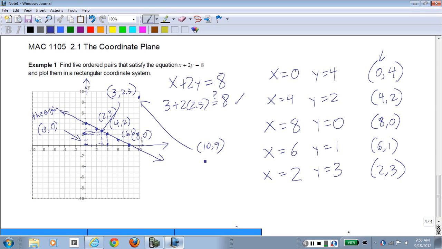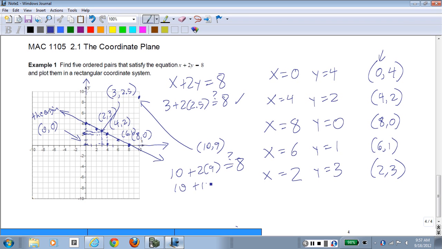Would we expect this ordered pair to satisfy the equation? No, it's not on the line. So we certainly do not want it to satisfy the equation, or we have to include it with the graph. 10 plus 2 times 9. We're wondering if that equals 18. I'm thinking it's way too much.